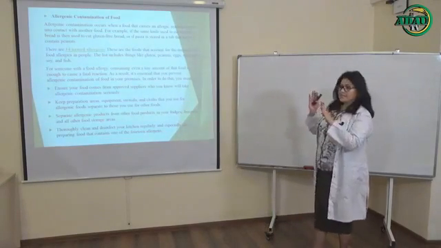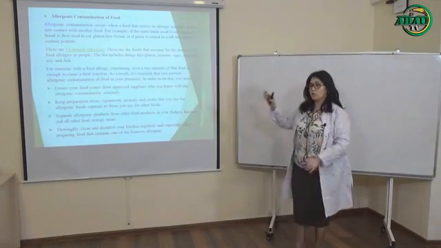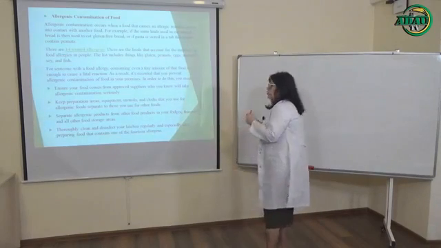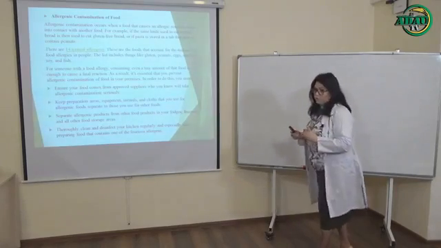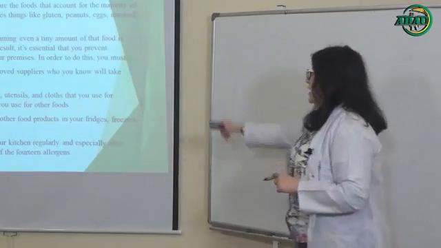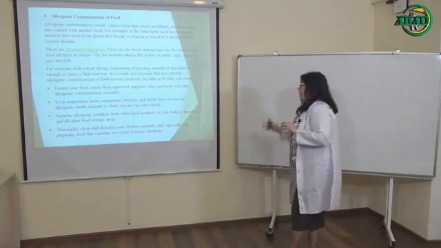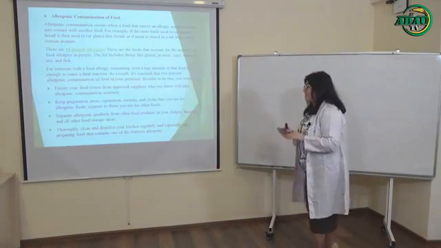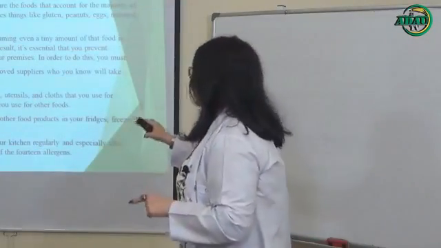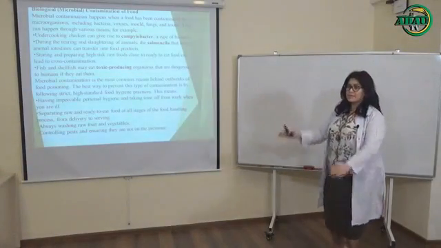Okay. So the second issue is to keep the preparation area, equipment, utensils, and clothes that you use for allergenic foods separate from those you will use for other foods. The third issue, separate allergenic products from other food products in your fridges, freezers, and all other food storage areas. And the last issue is to thoroughly clean and disinfect your kitchen regularly, and especially after preparing food that contains one of these 14 allergens.